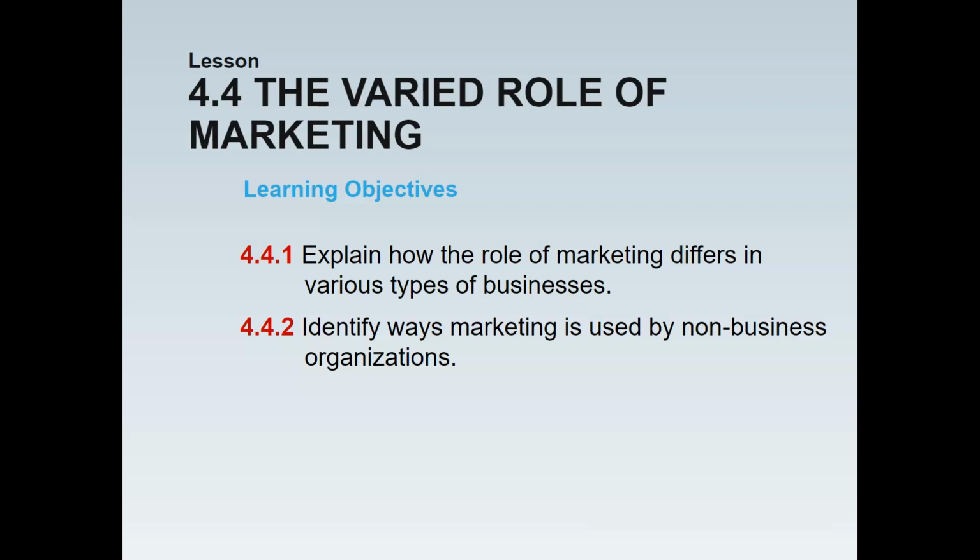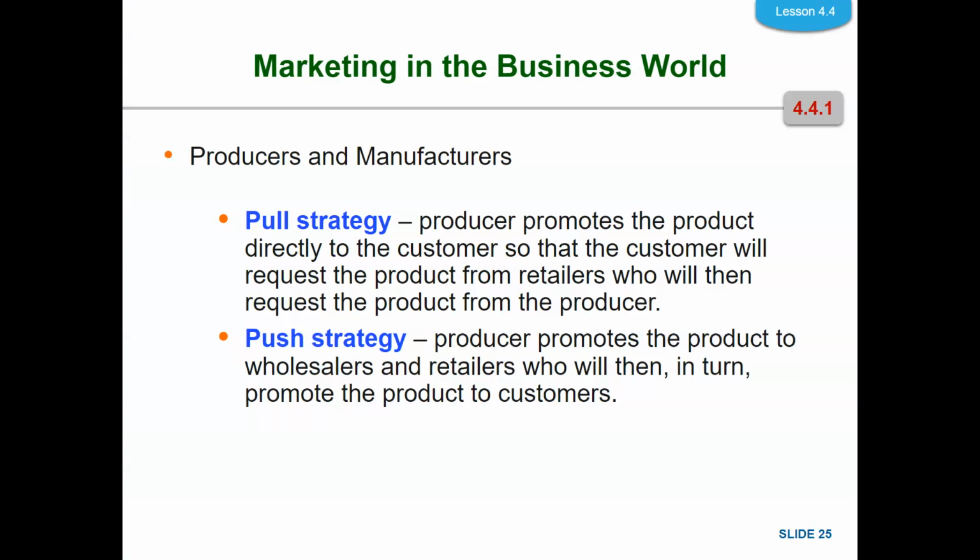4.4.1, we're going to explain how the role of marketing differs in various types of businesses. And then 4.4.2, identify ways marketing is used by non-business organizations. So marketing in the business world is the section heading for this in 4.4.1. And basically you've got producers and manufacturers, and there are 2 different types of strategies that they operate under. You've got the pull strategy and you have the push strategy. Pull strategy is this: producer promotes the product directly to the customer so that the customer will request the product from retailers, who will then request the product from the producer.